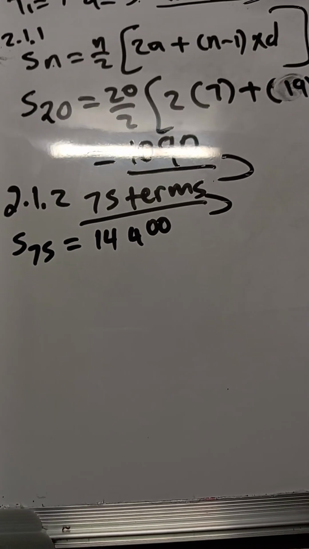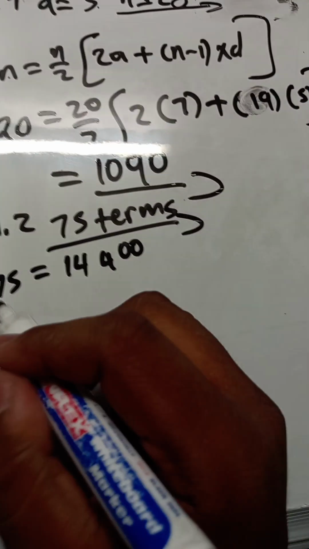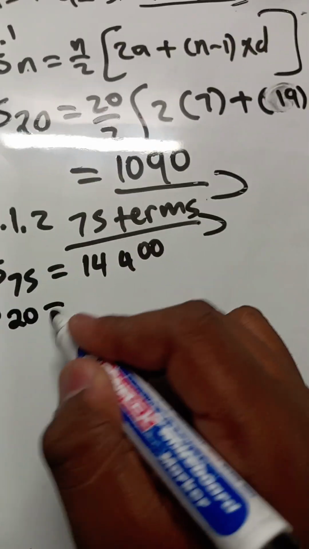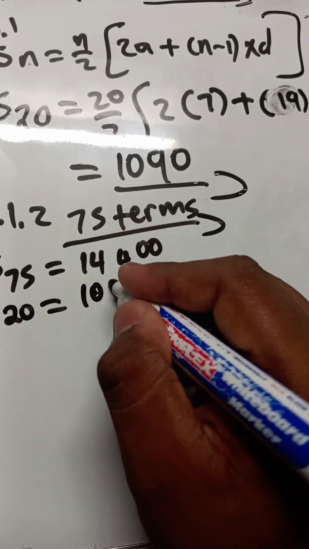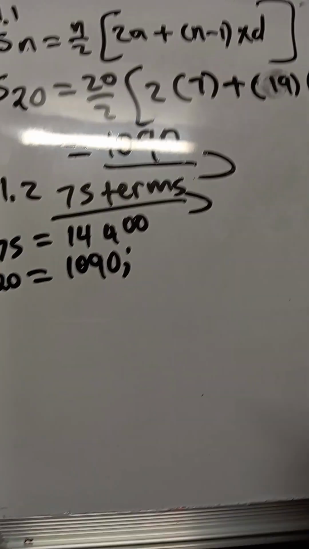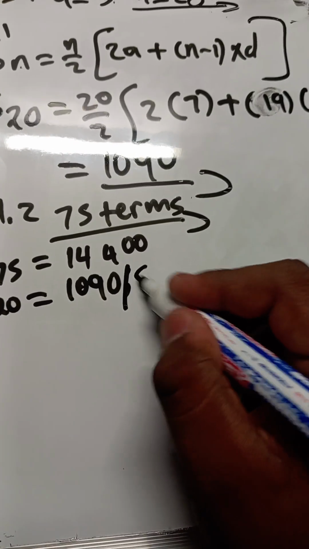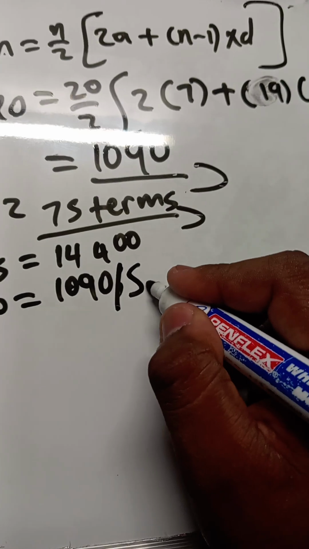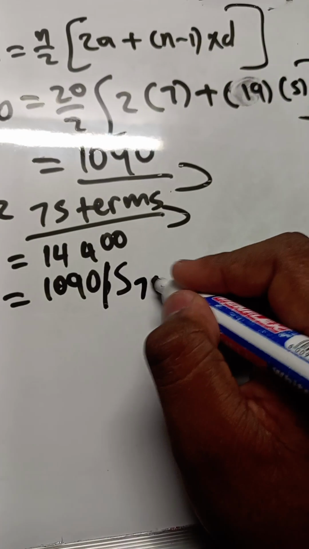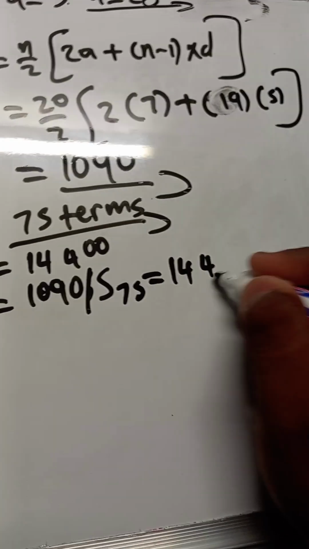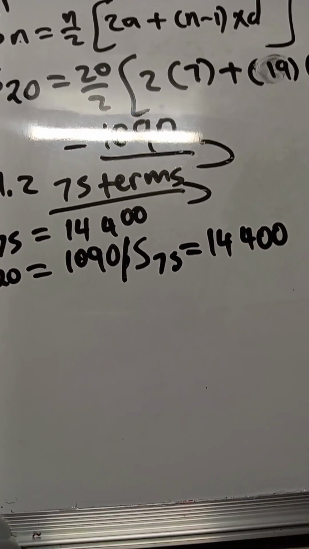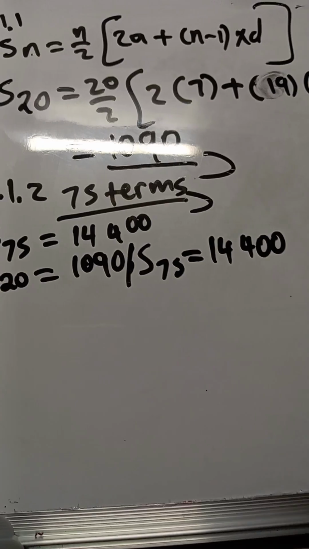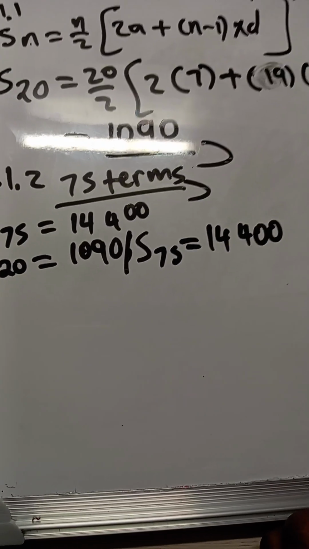Now where are we gonna start? There is somewhere that you're gonna start. First things first, we know that the sum of the first 20 terms of the original arithmetic sequence is 1090, right? We got it. Now we also know that the sum of the 75 terms is 14,400.